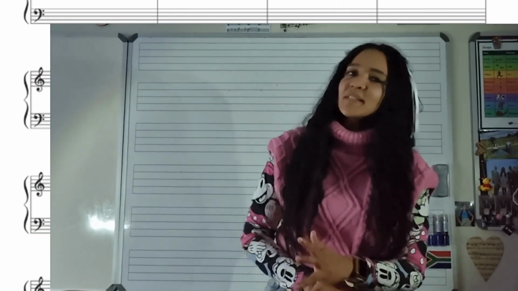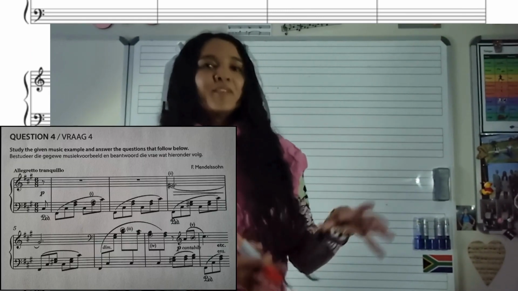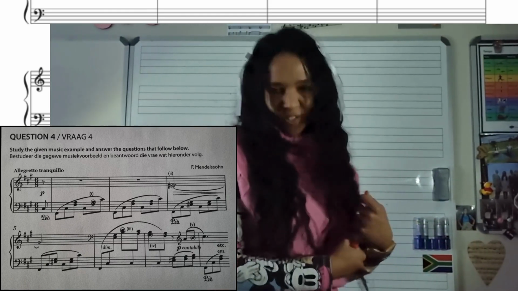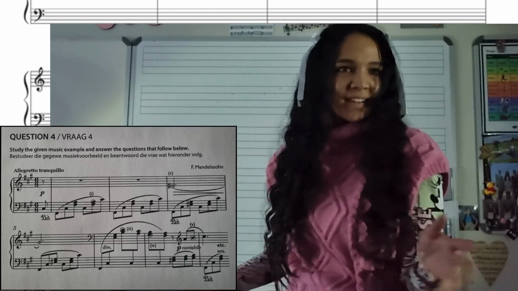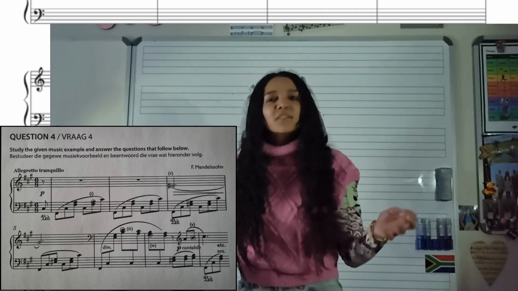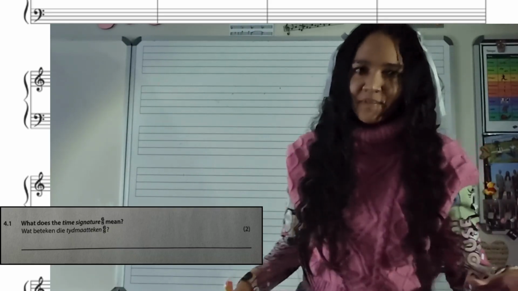So question 4 is a little comprehension question. We sort of get this throughout the grades in UNISA papers, and we are not exempt in grade 2. Here we have an extract given to us in 6/8 time, and they're going to ask us questions about what we're seeing. So the very first question they ask of us, 4.1, what does the time signature 6/8 mean?